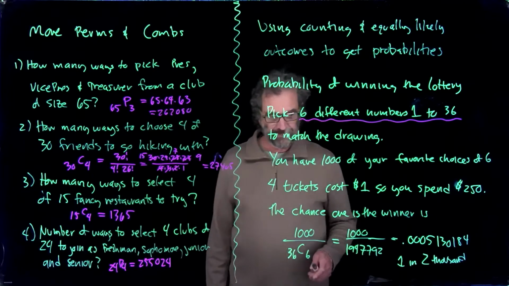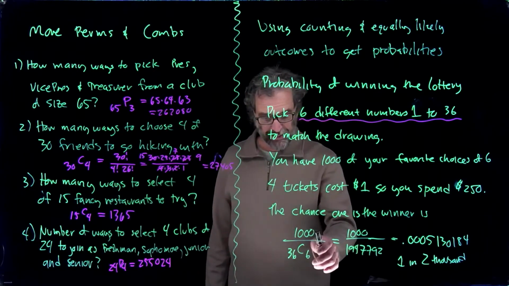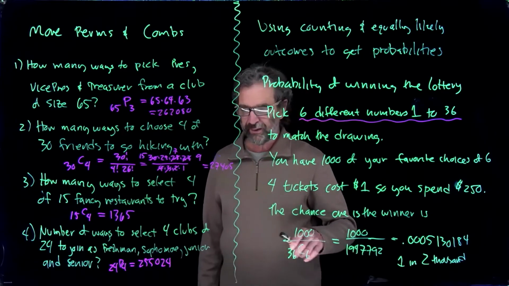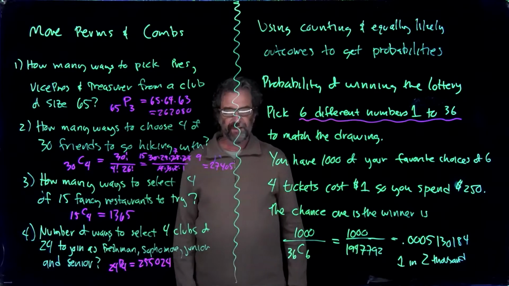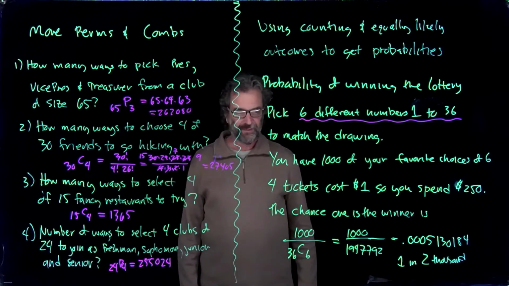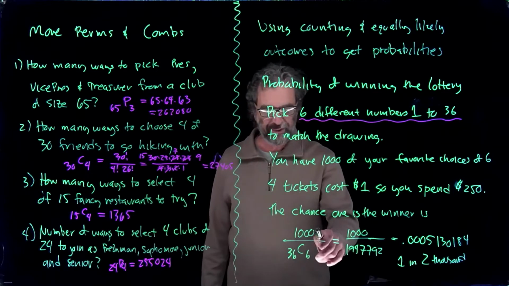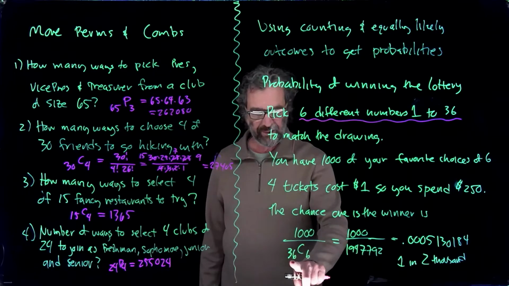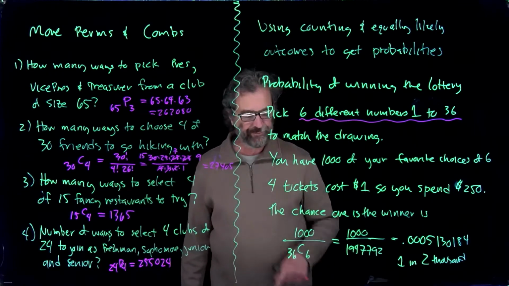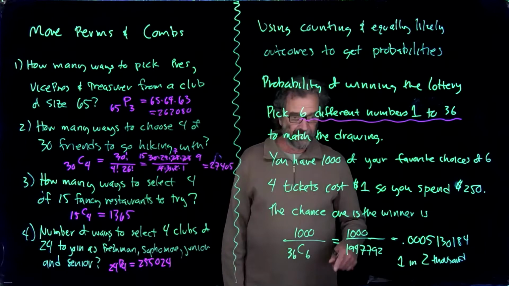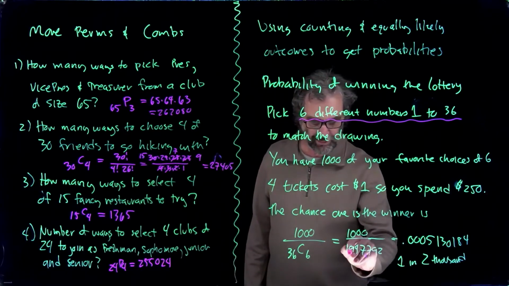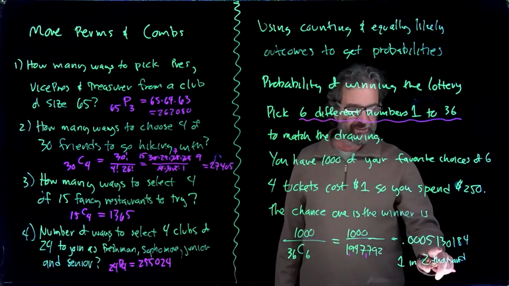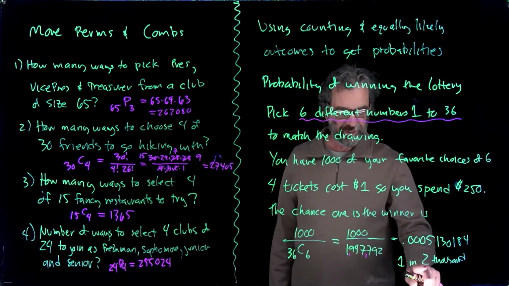So the chance you would win is the 1,000 tickets you're willing to invest divided by the number of possible tickets. If you bought half the number of possible tickets, you'd have a 50% chance of winning. Here I'm buying 1,000 of the possible tickets, so it's 1,000 divided by the number of tickets. The number of tickets has to do with choosing 6 out of 36. So I can use 36 choose 6 as my denominator. That's a pretty big number, just about 2 million ways. So 1,000 divided by 2 million is 0.0051, whatever. So that's about 1 in 2,000.